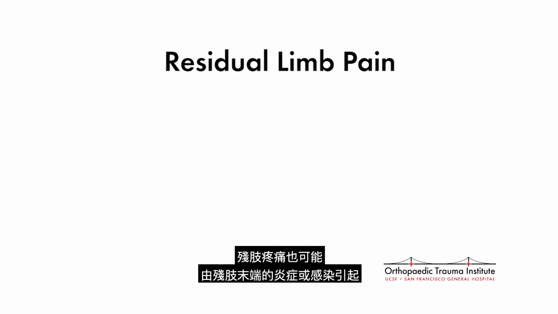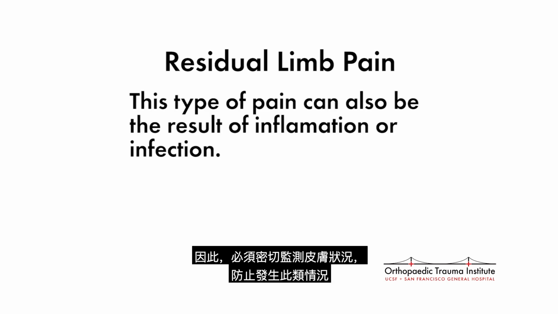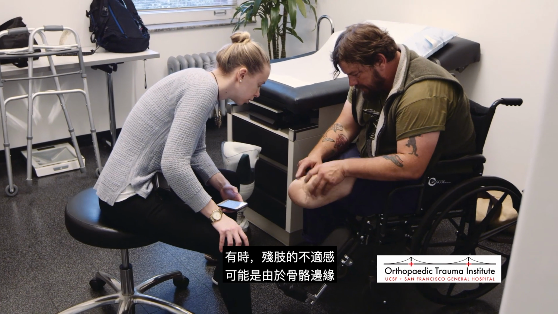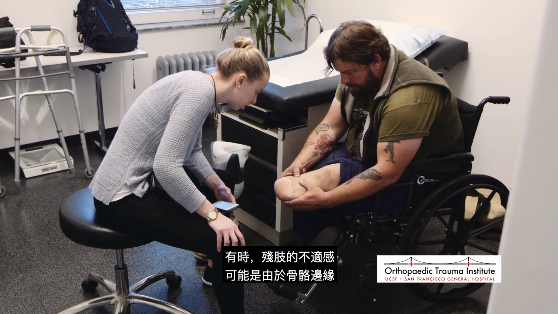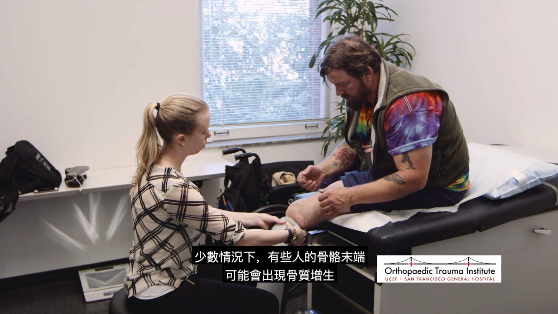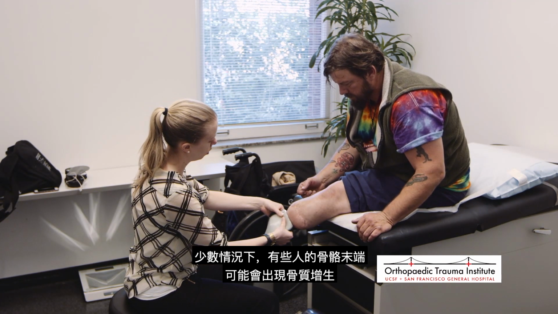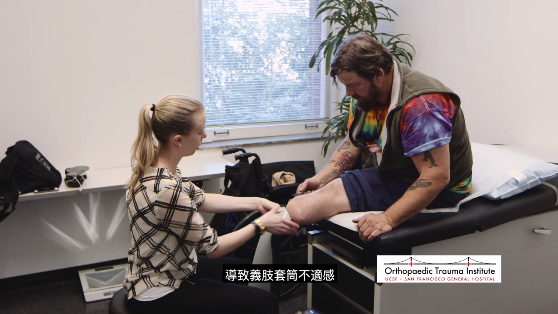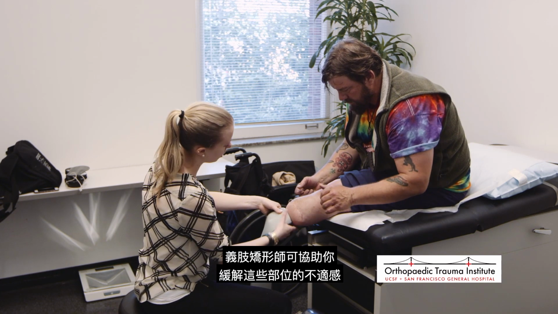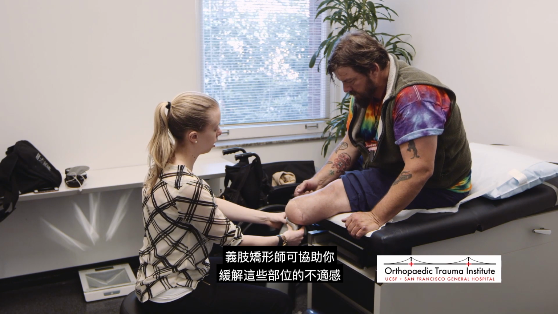Residual limb pain may also be caused by inflammation or infection at the end of the residual limb, so it is important to monitor your skin carefully to prevent this from occurring. Sometimes discomfort in the residual limb can be a result of the edge of a bone creating pressure within the socket. Less often, some people might experience a bony type of growth at the end of the bone that results in discomfort in the socket. Your prosthetist can work with you to relieve these areas of discomfort.